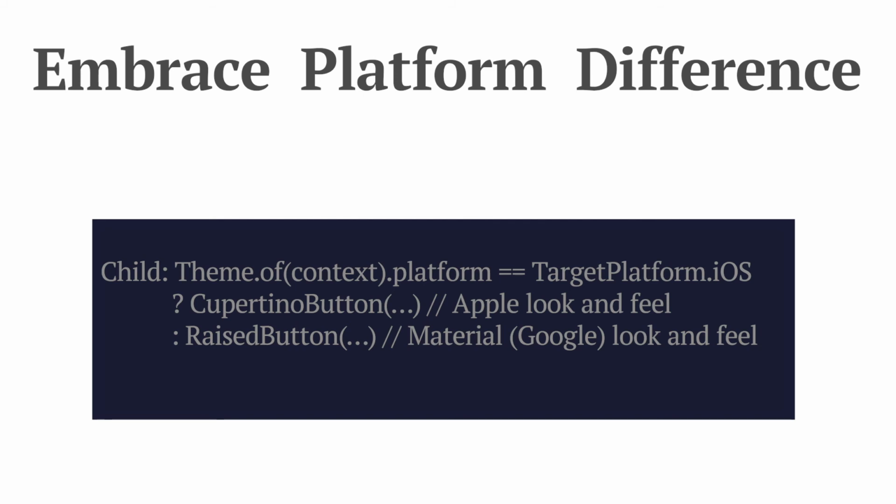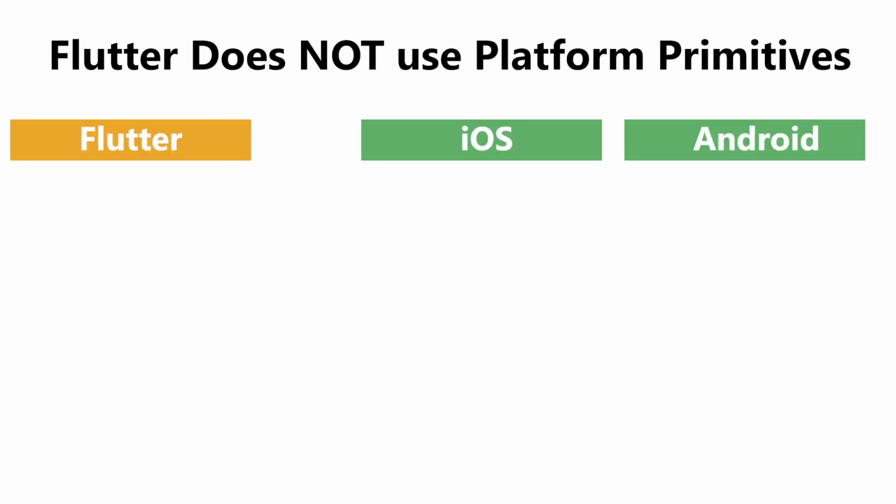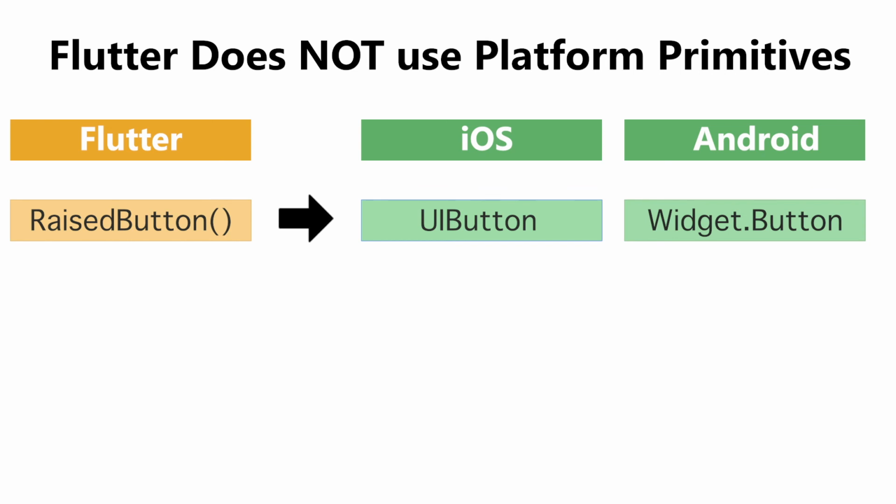One more thing I would like to tell is that Flutter does not use platform primitives, and what I mean by this is that in Flutter, suppose we are targeting iOS and Android and we want to place a button. So with the UI as code approach, we will write RaisedButton and this will render a button on both platforms. Now you might think that behind the scenes, when this code is compiled to native code, the raised button will be replaced by the native iOS button, which is UIButton in iOS, and in Android it will be replaced by the Android native button, which is widget.Button.